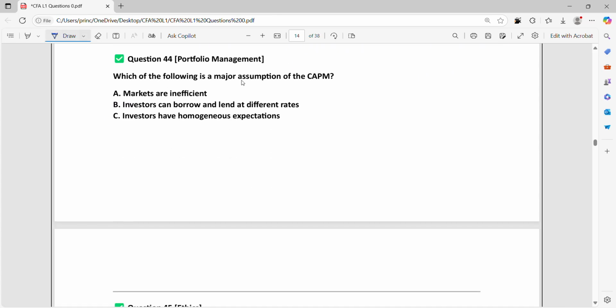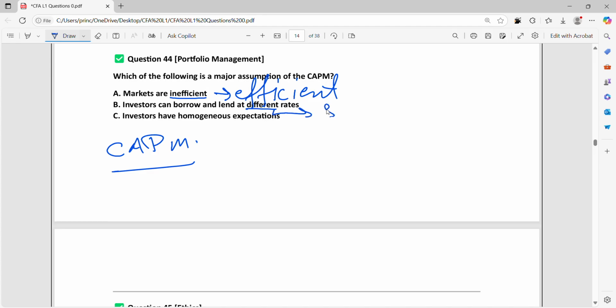Which of the following is a major assumption of the CAPM? Markets are inefficient? No, the market is efficient. Investors can borrow and lend at a different rate? No, at the same rate. Investors have homogeneous expectations? Yeah, the correct option is C.